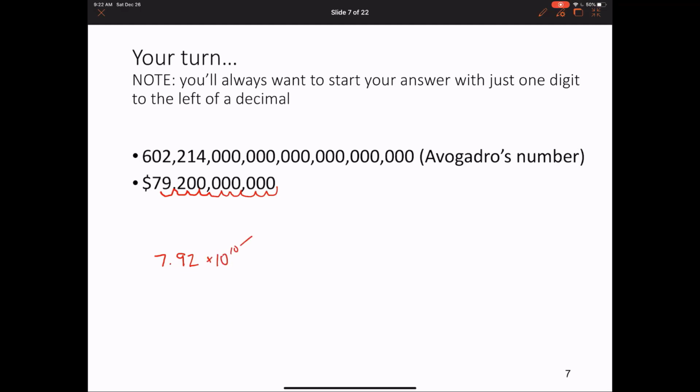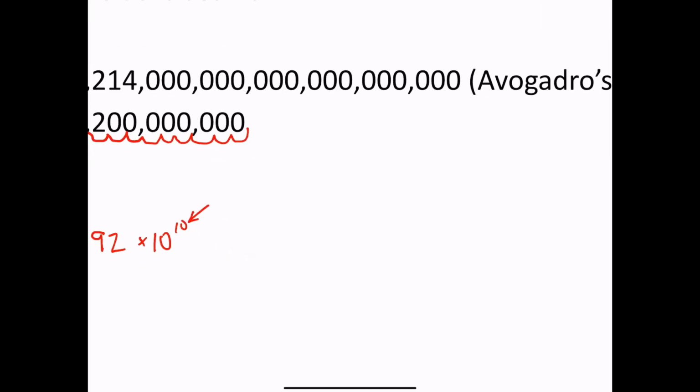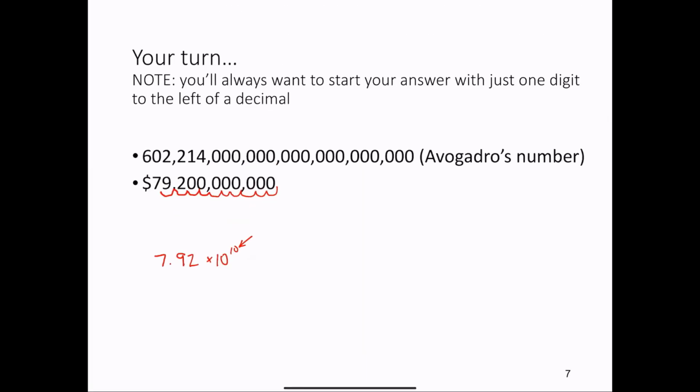Okay, so remember it's the exponent number, not the base number 10, but this exponent number that corresponds to how many times you move the decimal.